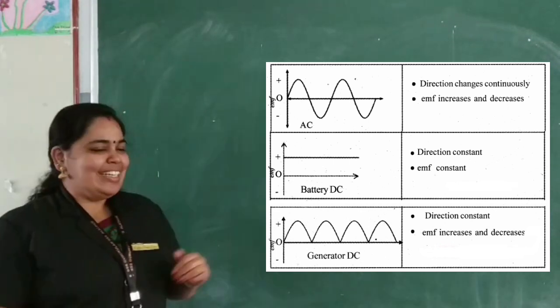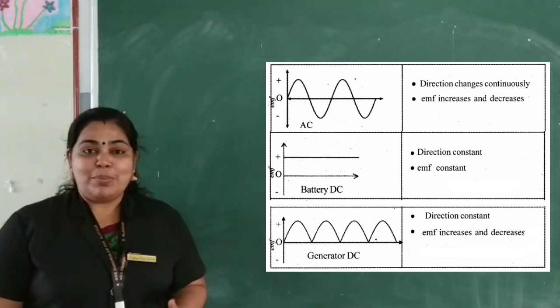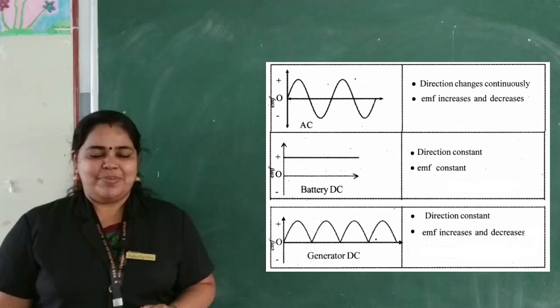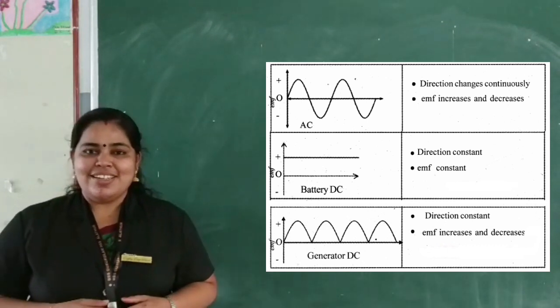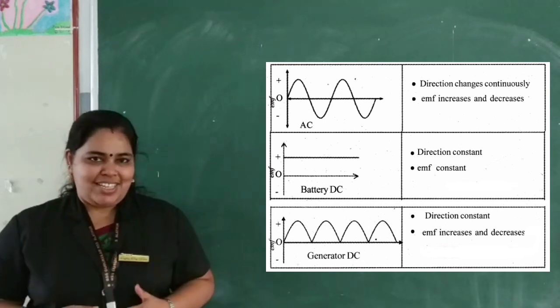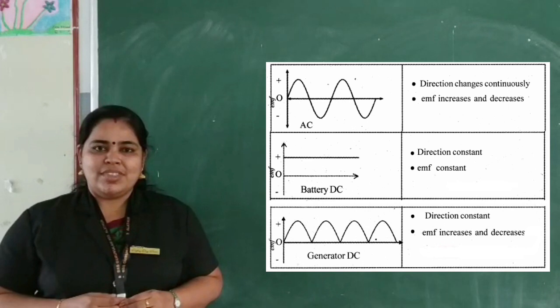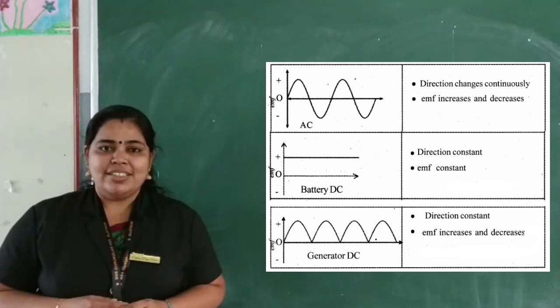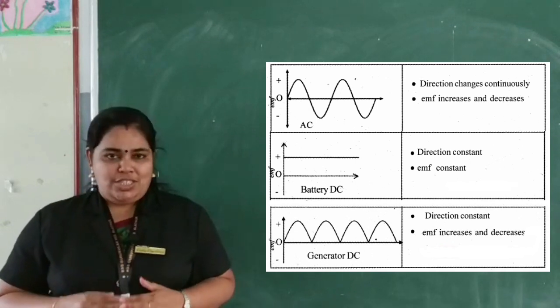Now look at the third case. It is the EMF obtained from a DC generator. Okay, so which type of current is obtained in a DC generator? It is direct current. What about its direction? Is the direction of current changing here? No, the direction of current is not changing.